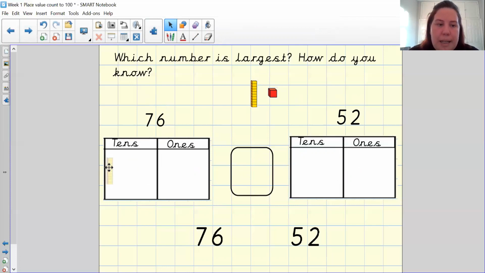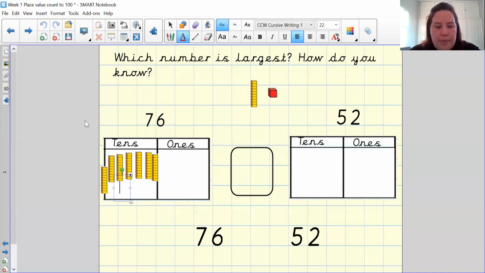Okay, I'm going to solve it now. So I'm going to put my 7 tens on this side because it's 70. 3, 4, 5, 6, 7. Whoops, I'm running out of room. So that is equal to 70. And then my 6 ones to go with it.